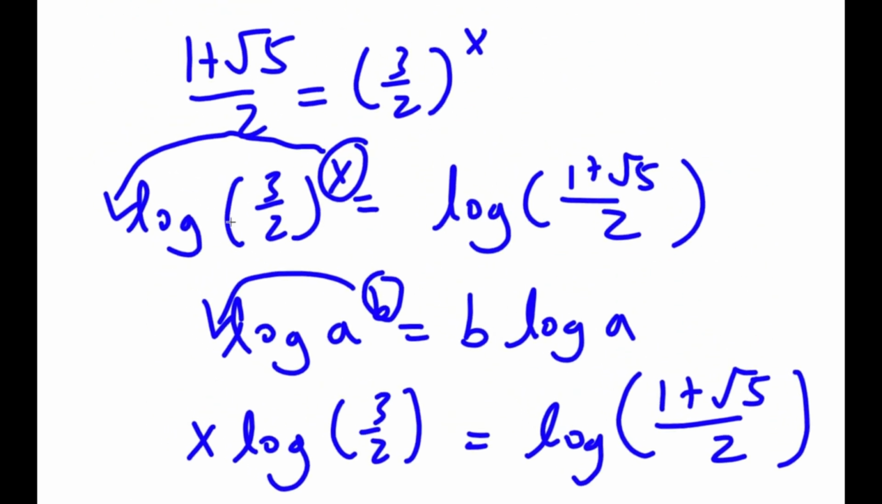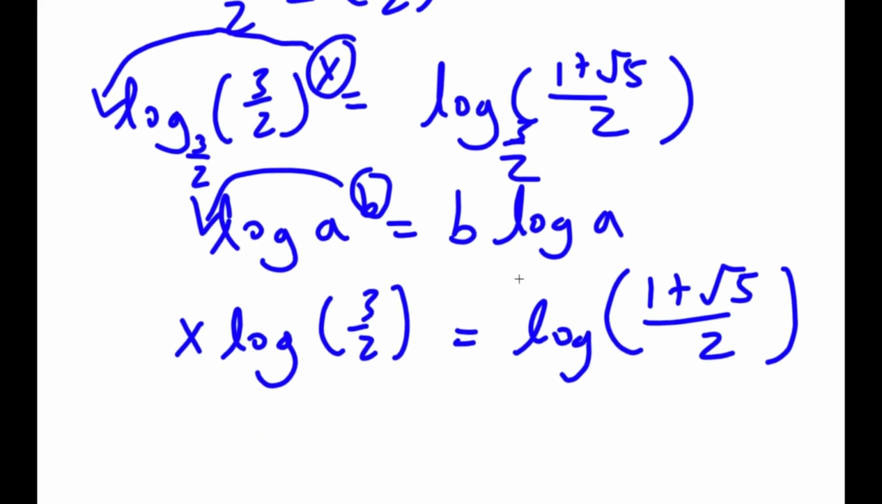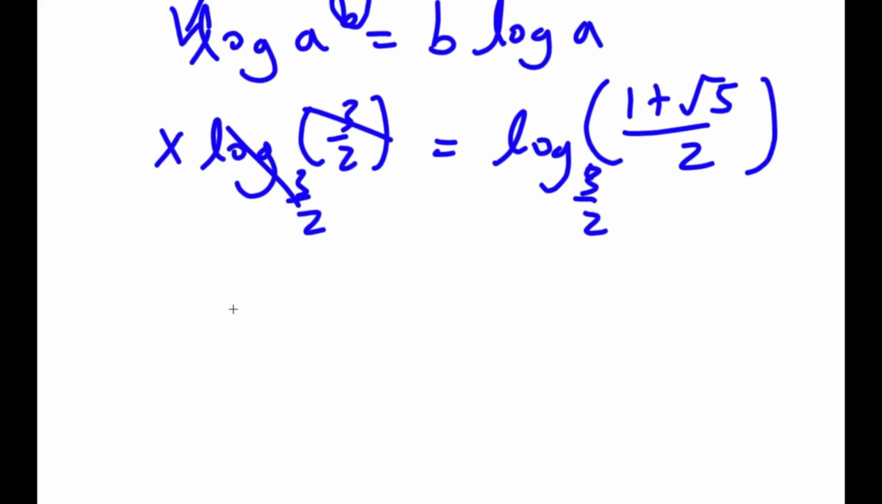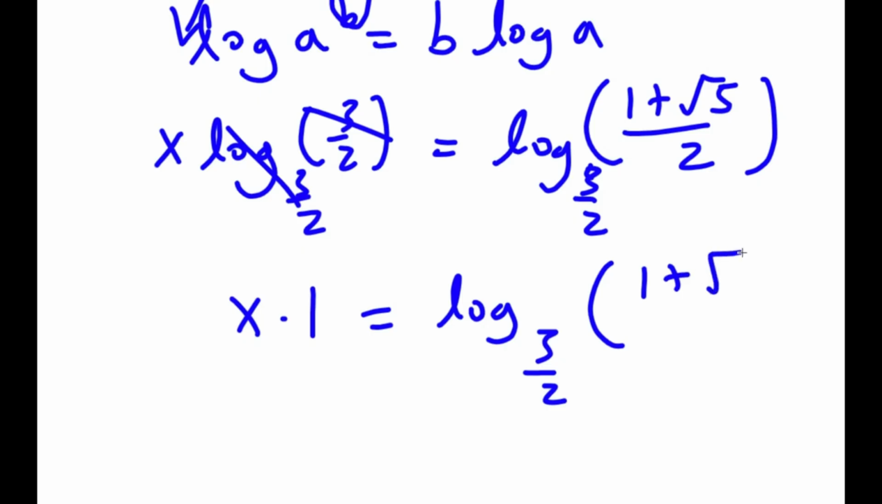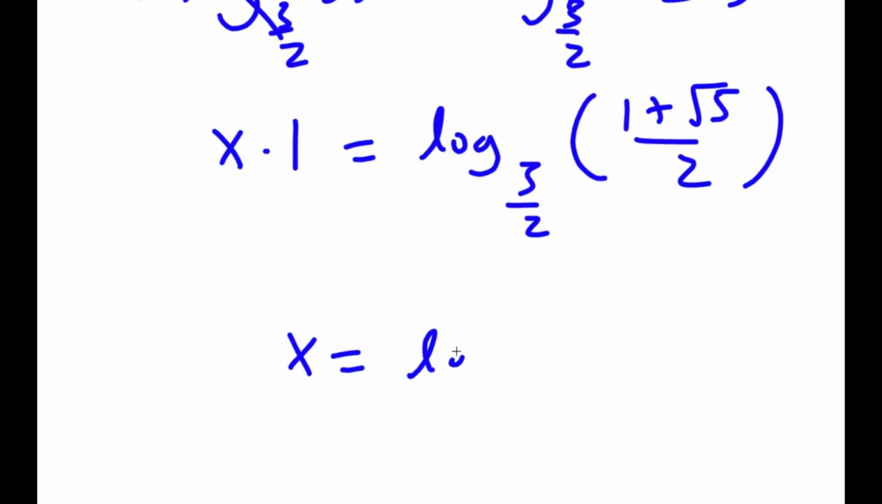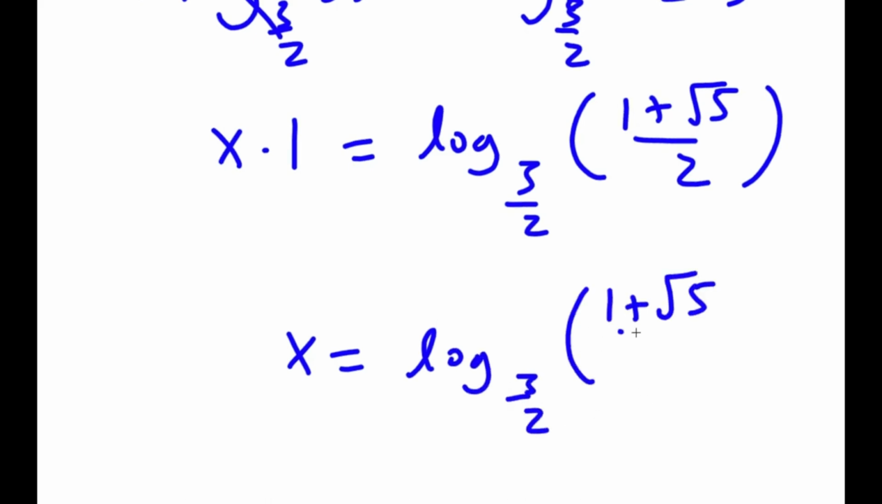Now, when I said log on both sides, this was to the base of 3 over 2. So if I have x times log base 3 over 2 of 3 over 2, these two will simply cancel out, and this is also base 3 over 2. And I will have x times 1 is equal to log base 3 over 2 of 1 plus the square root of 5 over 2. So now this means that x is equal to log base 3 over 2 of 1 plus the square root of 5 over 2.